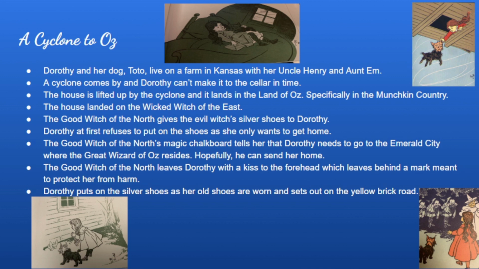Dorothy is greeted by a few munchkins and an old lady known as the Good Witch of the North. She praises Dorothy for killing the Wicked Witch of the East. Now Dorothy is very confused until the Good Witch points out where Dorothy's house landed. Right on top of the Wicked Witch of the East.